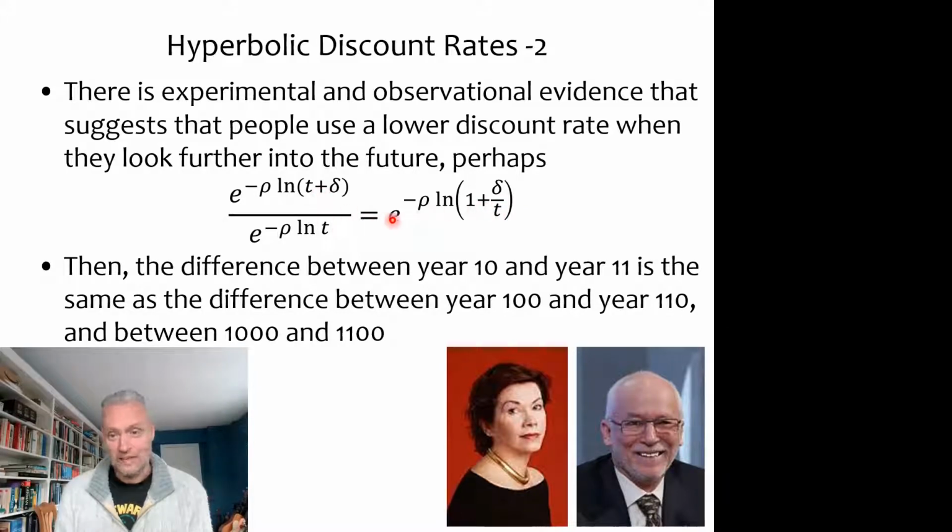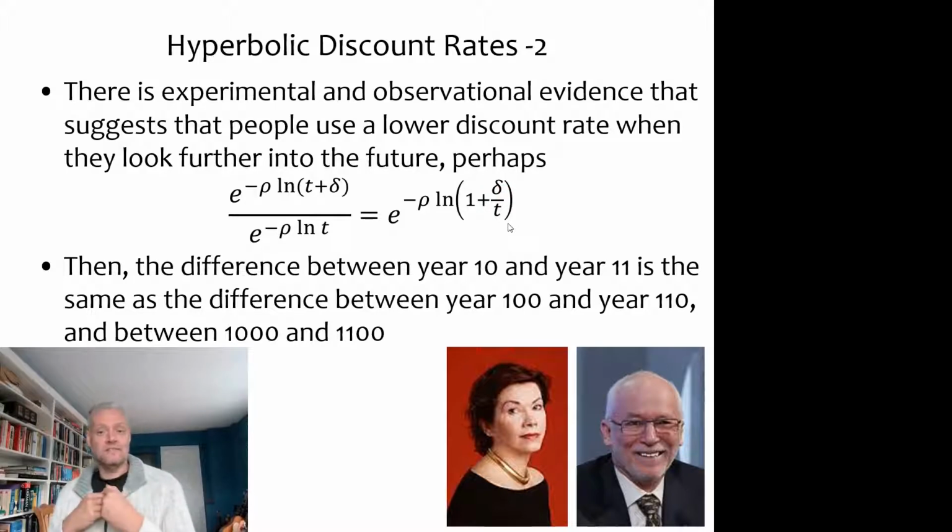If you work this through, you get log(1 + delta t), and as time grows, the delta becomes less important if we move further out in time. Actually, the difference between year 10 and year 11 is then the same as the difference between year 100 and year 110, and between year 1000 and year 1100.